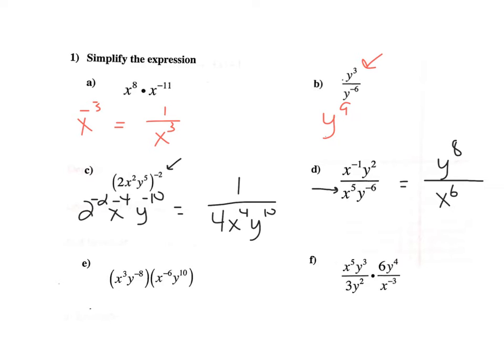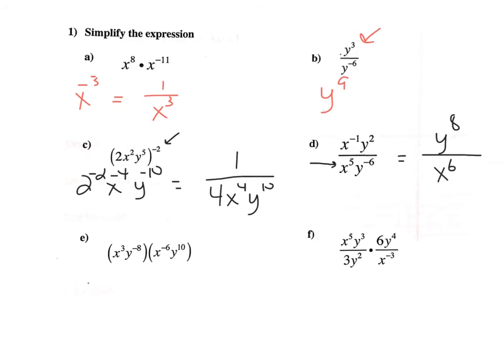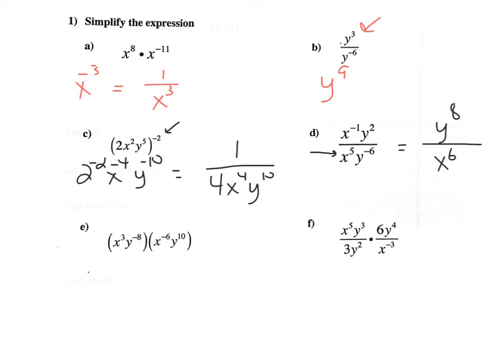Part E down here, straight up multiplication. When you multiply, you add exponents. If you add 3 and negative 6, you get negative 3. If you add negative 8 and 10, you get 2. And that would be done, except do not leave a negative exponent in your answer. The negative exponent applies to the x, so the x is going to the denominator, make it positive. The y stays in the numerator.